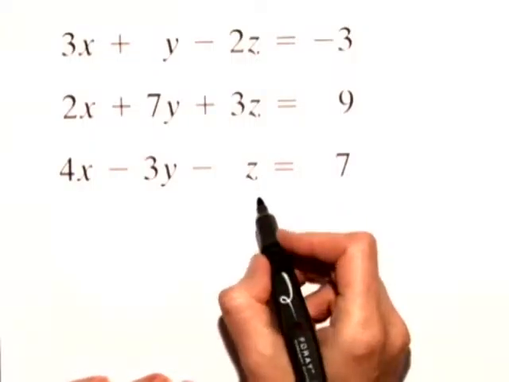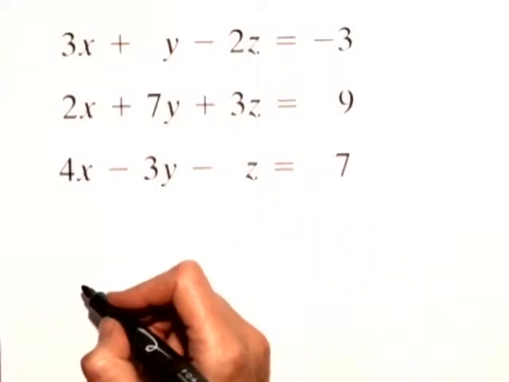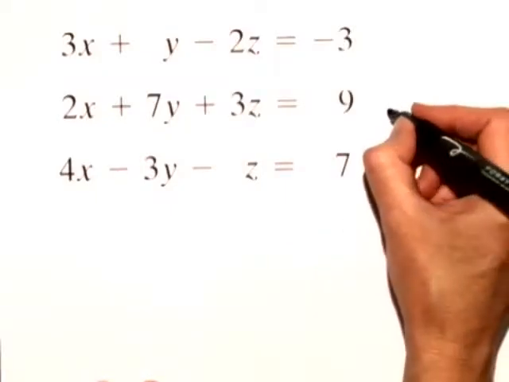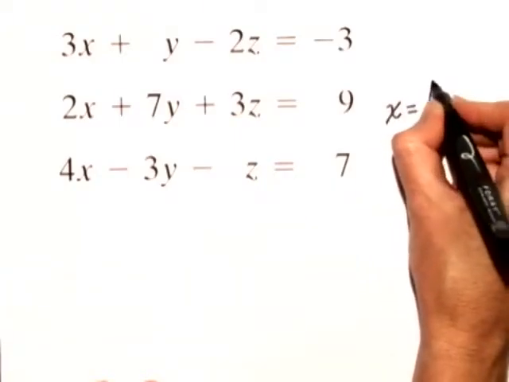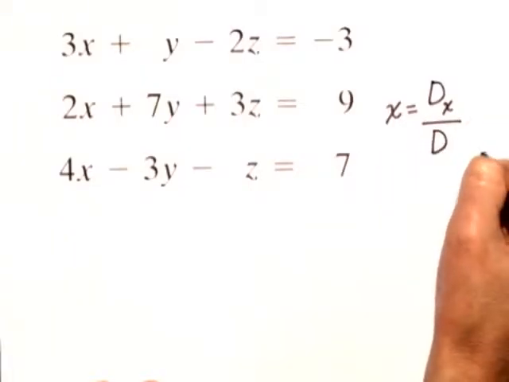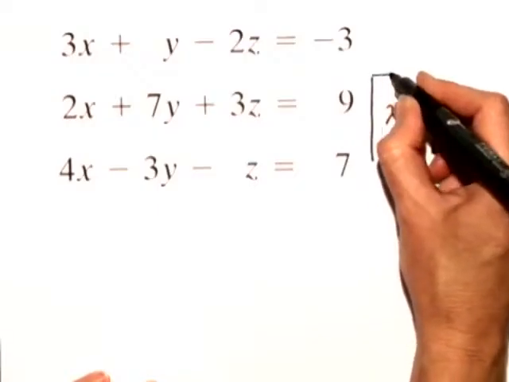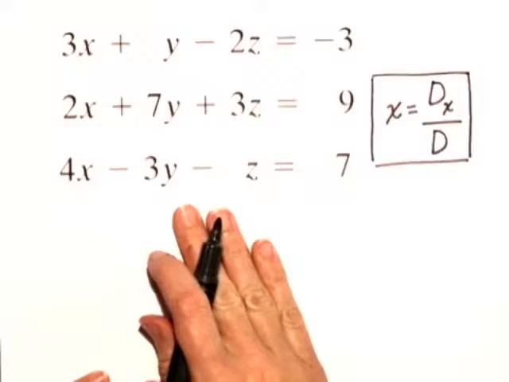In our next example, we're asked to use Cramer's rule to solve only for x in a system of equations. So we have a 3 by 3 system. And the nice thing about Cramer's rule is that we can go directly to the solution. The solution, if we want to solve for x, is that x is equal to a determinant we'll call d sub x divided by another determinant we'll call d. And this is going to be the solution for x in this system of equations.